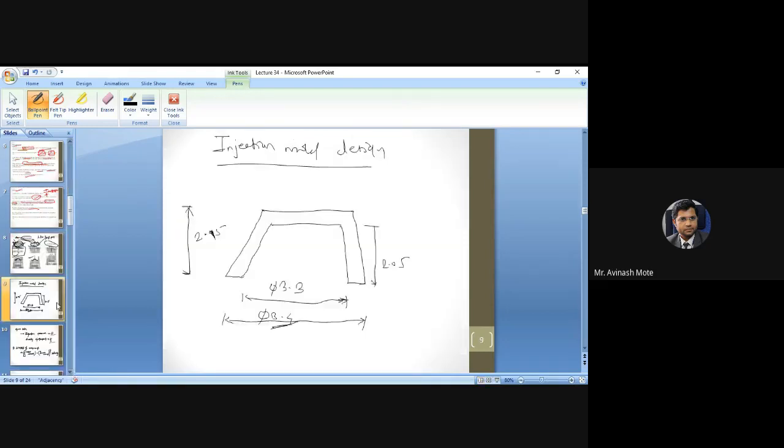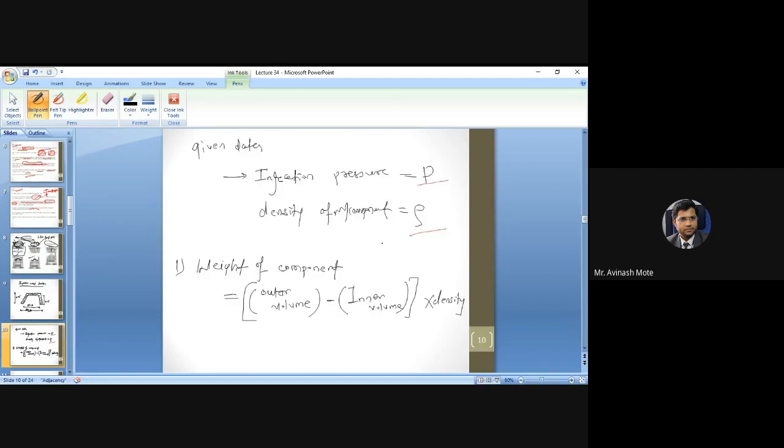In the morning session we discussed the formulation for this problem, and the same problem we are going to solve now. This is a simple component, a bottle cap, and this bottle cap is supposed to be designed by the injection molding process. These are the only dimensions we are going to consider for solving the problem.